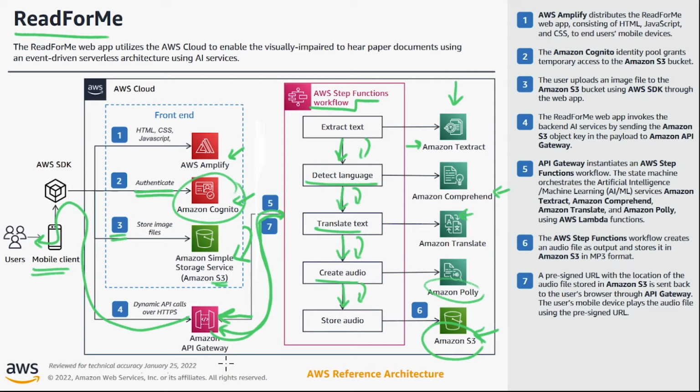So that's basically it. After this, that pre-signed URL is returned all the way back to the user over here, and then the user can go into S3 like here and directly interact with it to download that file.